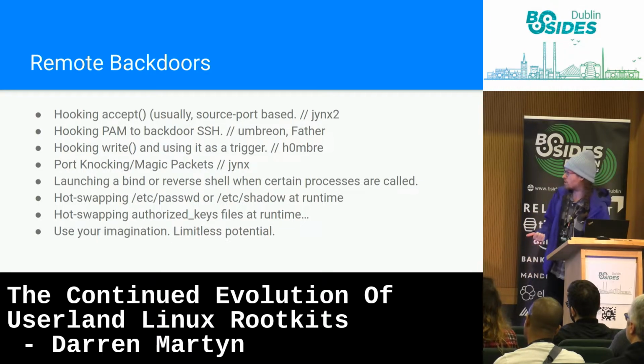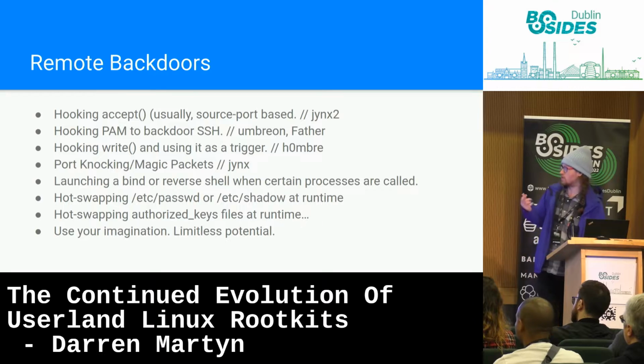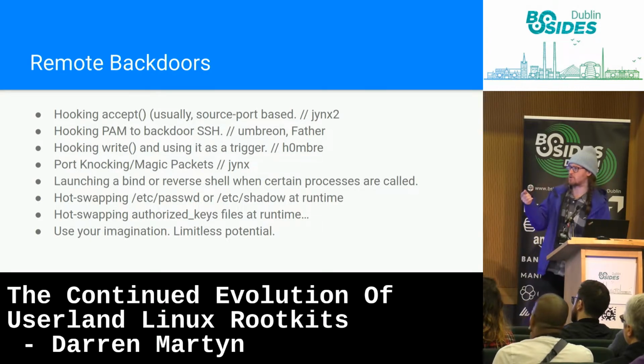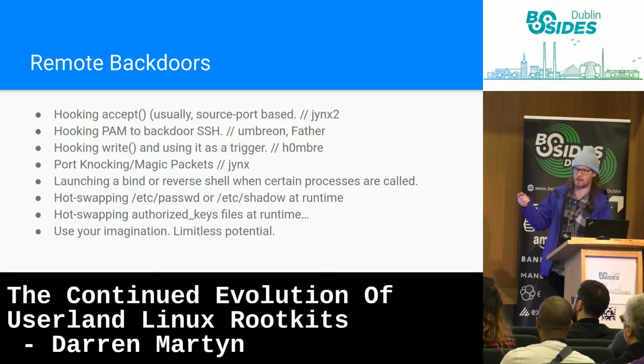A bunch of others, like Umbreon, Father, Vlani, and a few other slightly later generation rootkits, hijack PAM. They add an extra check to PAM to implement a magic password in SSH. That's pretty popular in some of the ones in the wild. And then another example I saw hooks it so that if you try to log in with a magic username to SSH, it triggers a hook that spawns a bind shell on a high port. It's just kind of weird.